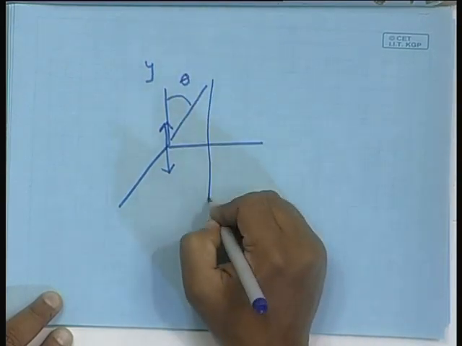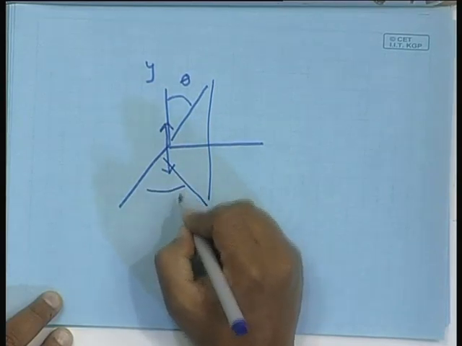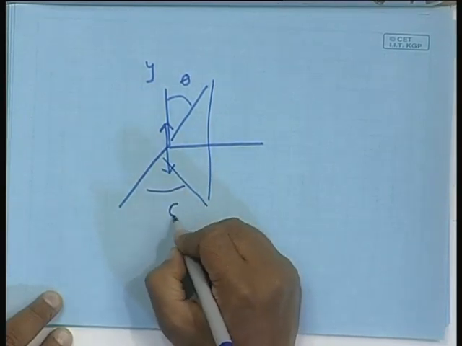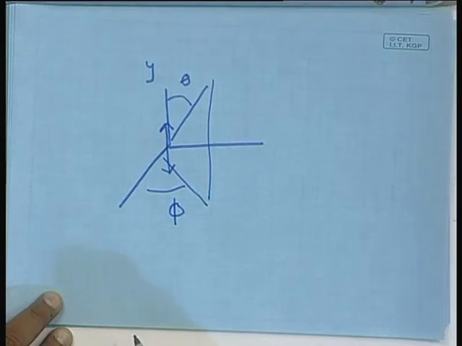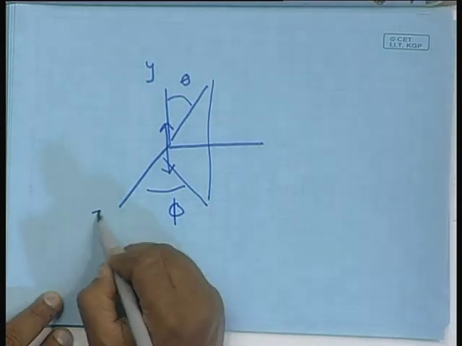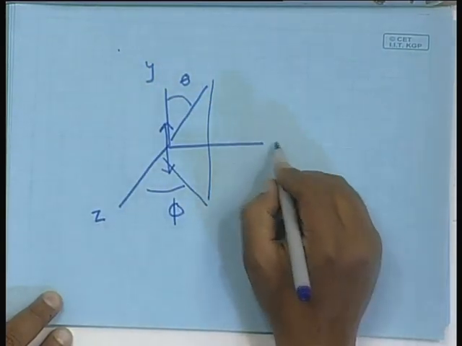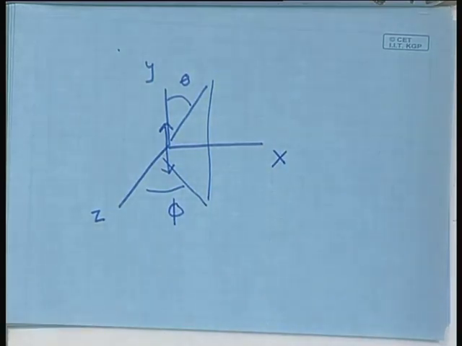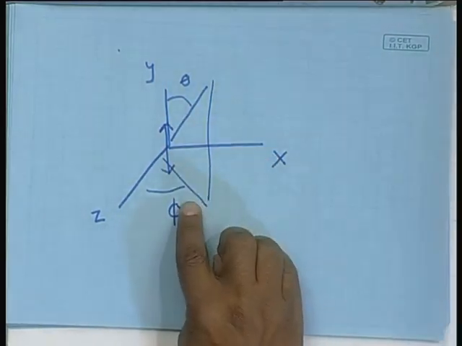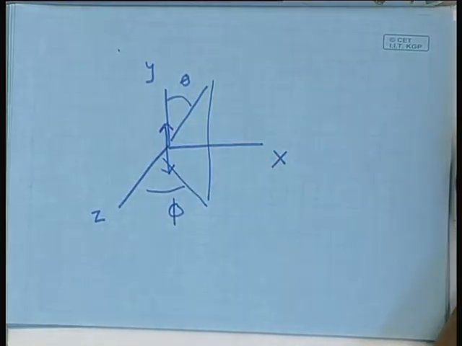and an angle phi over here in this case. And this is the z axis, this is the y axis, this is the x axis. So, when you integrate over solid angle, the solid angle can be expressed in terms of these coordinates theta and phi, which is the expression that I have over here.